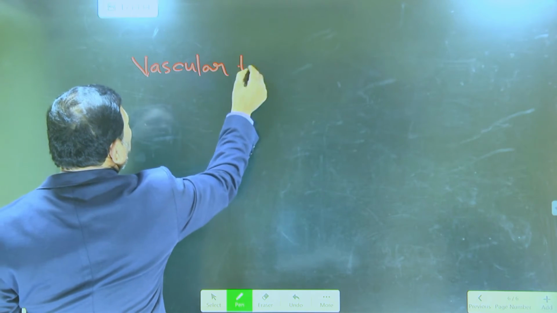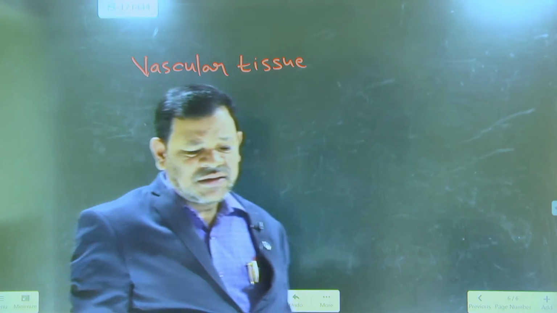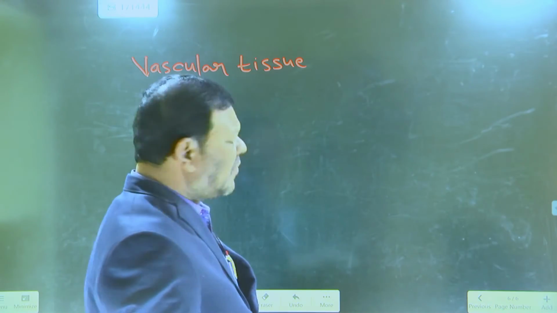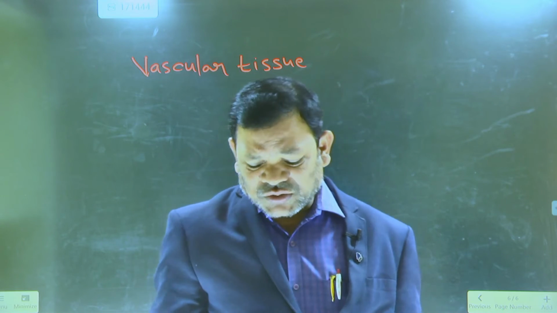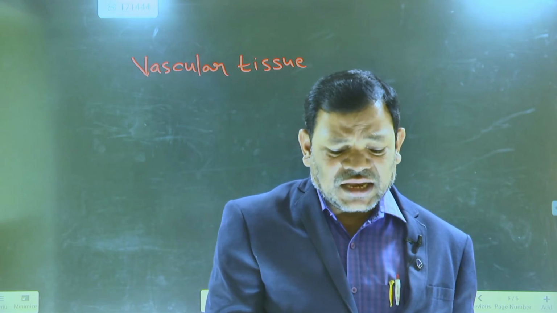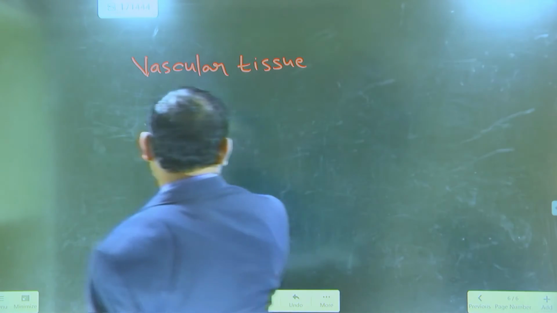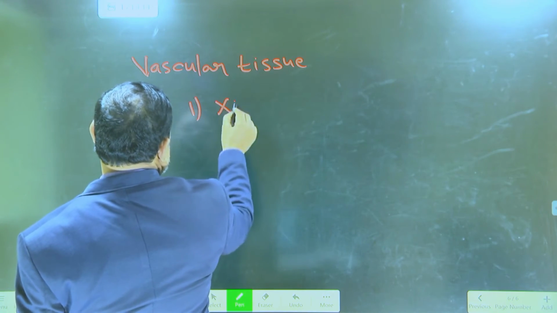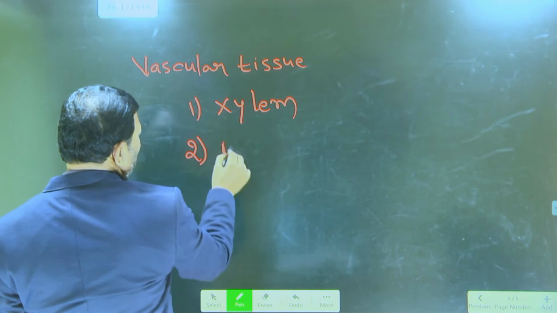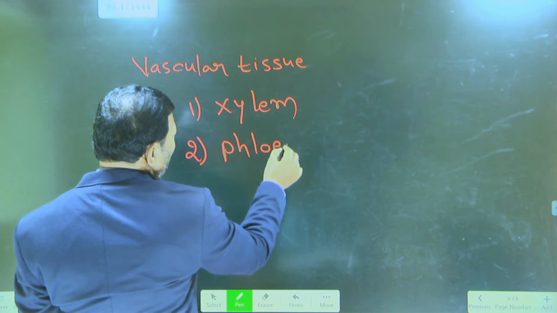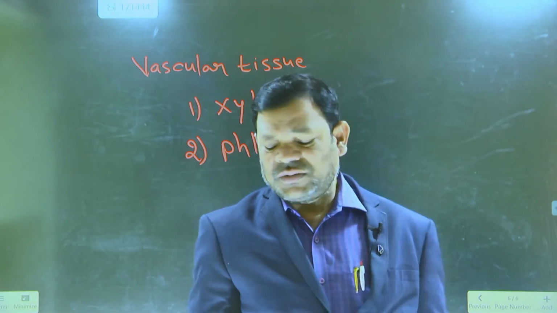Vascular tissues. Vascular tissues means what? Especially two types of tissues are present. One is xylem and the other is phloem. What is that? One is the xylem. The second one is the phloem. So these two are called vascular tissues.